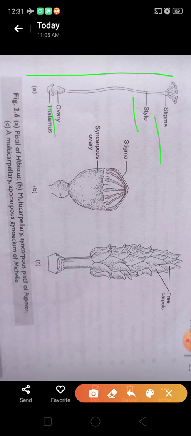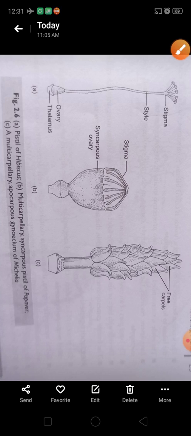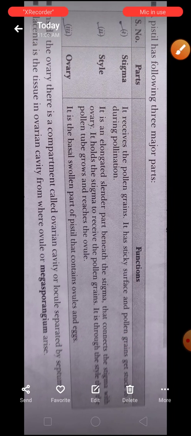If the gynoecium has a single pistil, it is known as monocarpellary, and if it has more than one, it is multicarpellary. If the pistils are fused together like that, it is known as syncarpous. But if the pistils are not fused, they are free, so it is apocarpous. Okay, clear about this? Any confusion?